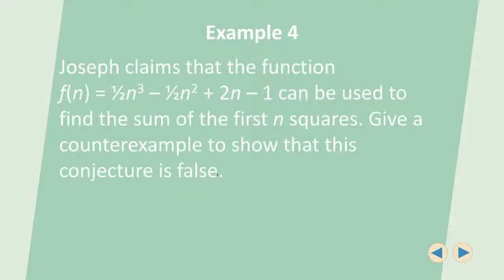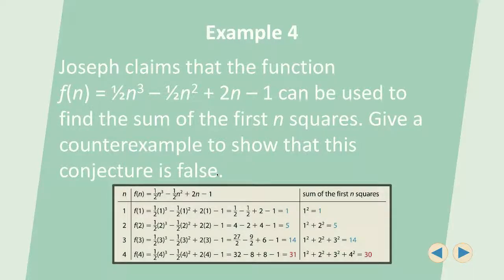Here's another one. Joseph claims that the function f of n equals 1/2 n cubed minus 1/2 n squared plus 2n minus 1 can be used to find the sum of the first n squares, like 1 squared, 2 squared, 3 squared. Give a counterexample. To give a counterexample, what you want to do is start plugging in values to see what they equal. It's saying there's a counterexample, so there probably is one. Here's several right here.